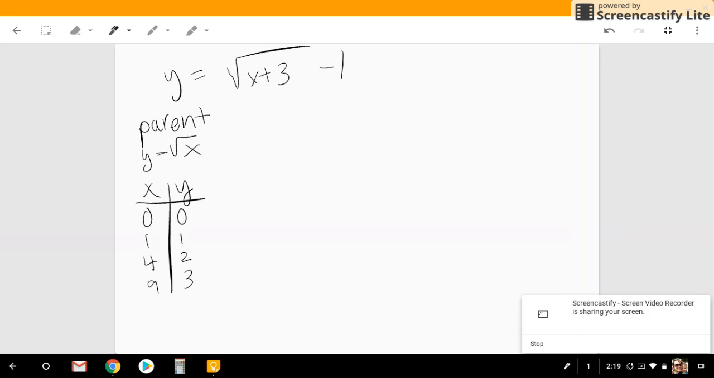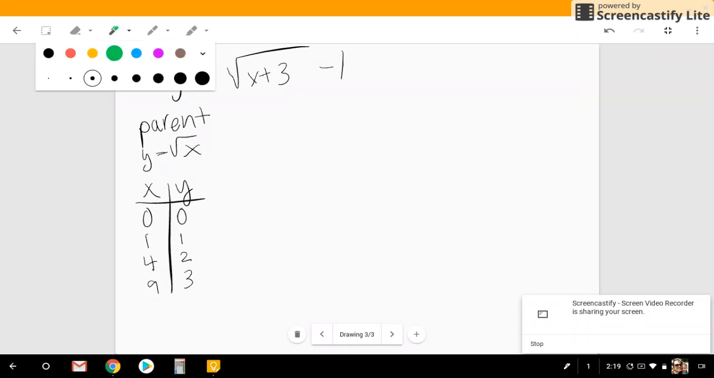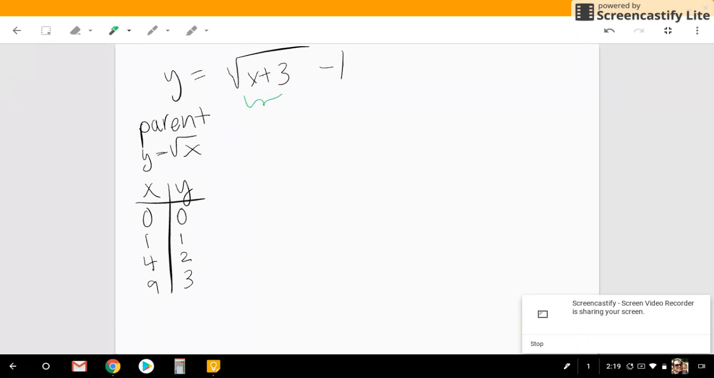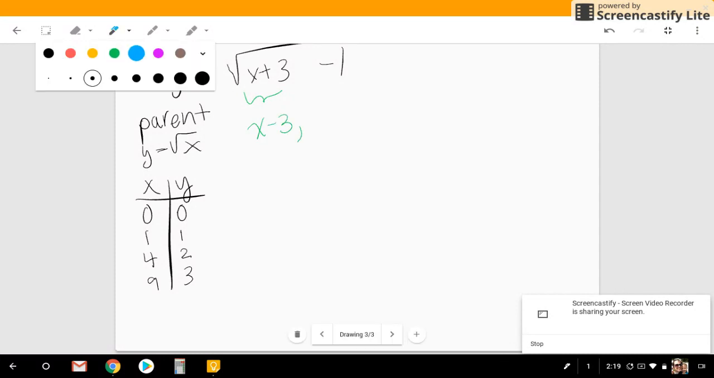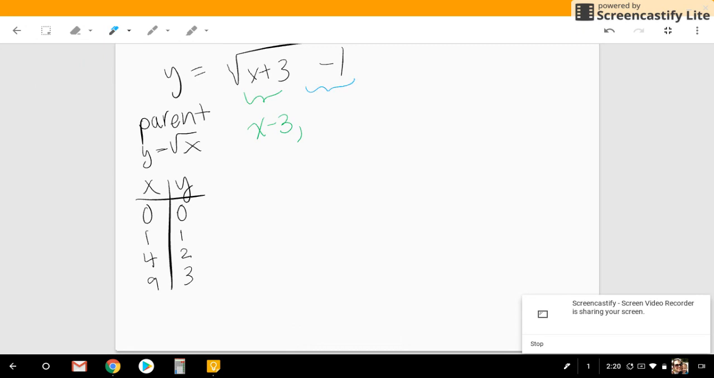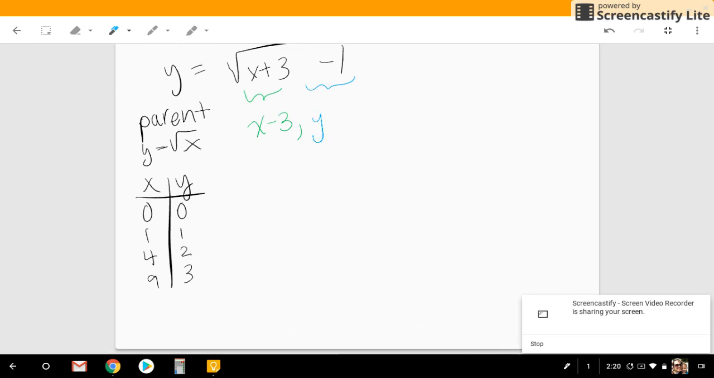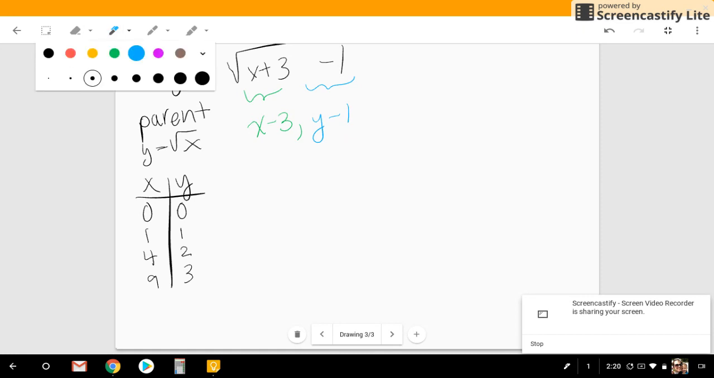I will always give this to you. Don't worry about that. Now, what's happening on the inside? On the inside, I'm adding 3. So in my rule, I'm going to take all my x's and do the opposite. I'm going to subtract 3. On the outside, this one's not underneath that square root symbol. I'm going to take my y's and subtract 1. Whatever happens on the outside goes directly to the y's. Inside is opposite.